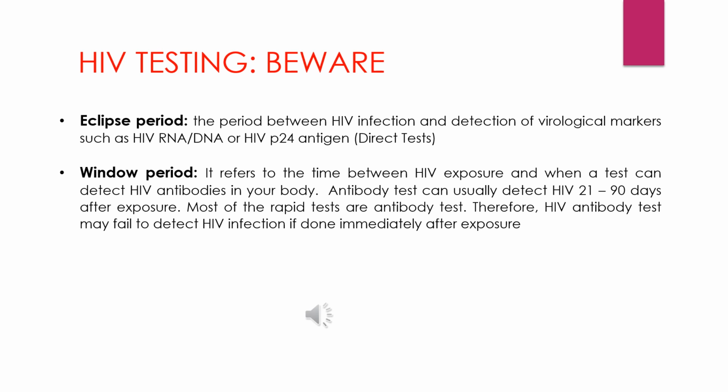Then there is another situation, known as the window period, which refers to the time between HIV exposure and when a test can detect HIV antibodies in the body. Antibody tests can usually detect HIV infection 21 to 90 days after the exposure. Most of the rapid tests are antibody tests. Therefore, HIV antibody tests may fail to detect HIV infection if done immediately after exposure.